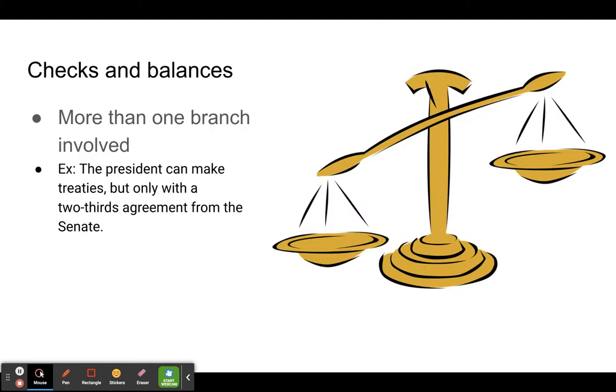Another big part of that unit was checks and balances, how they work to protect liberties, how they work to prevent tyranny, how they work to prevent an abuse of power. Each branch has several specific roles. And if you're looking at an example of a checks and balance, it helps if you see two branches involved with something. So an example of this would be that the president can make treaties, but 2/3 of the Senate has to agree with them, right? So they can check the power of the executive branch.